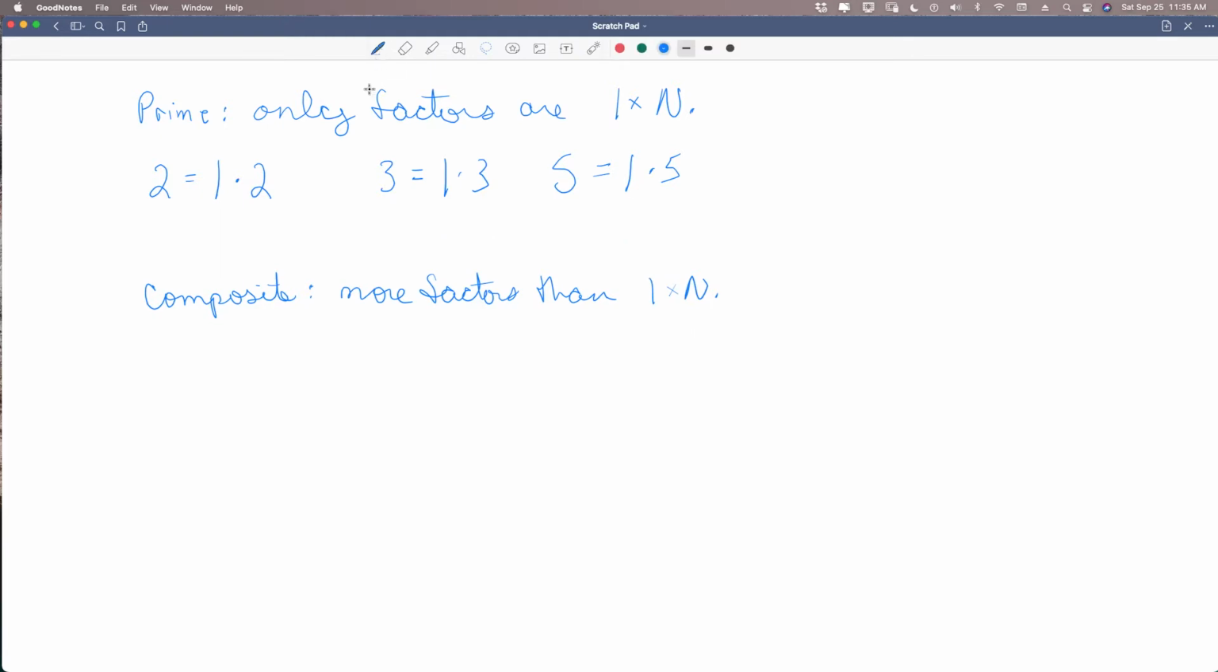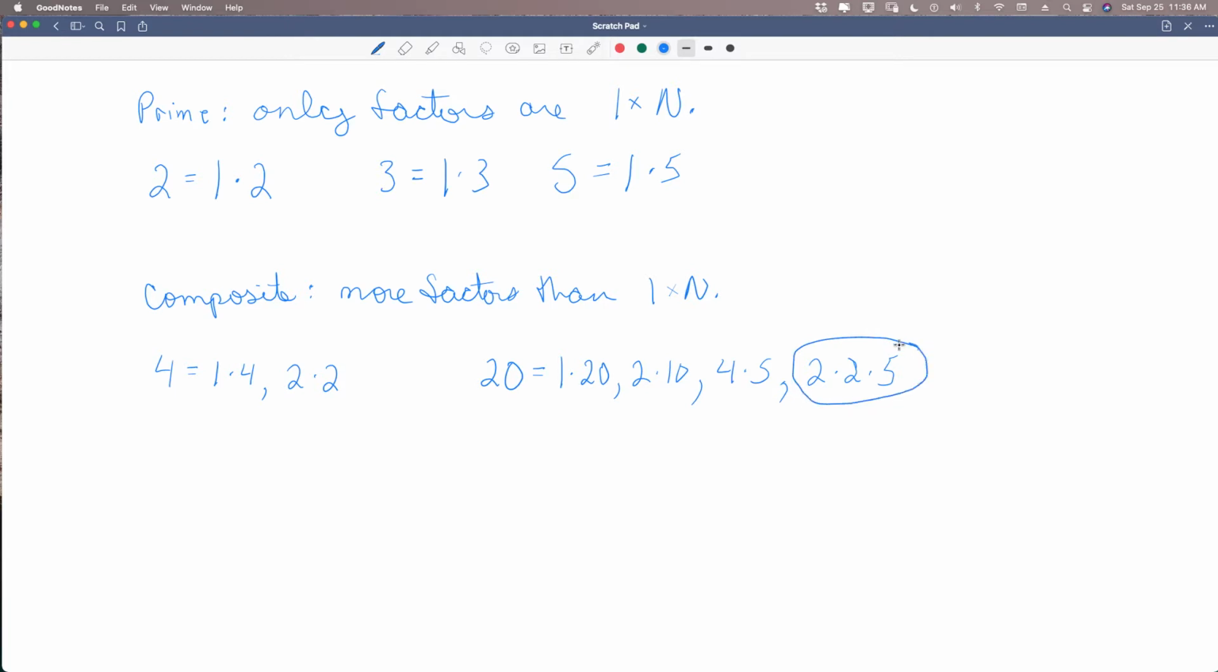And these are composite. So composite numbers are like 4, where yes, you could say 1 times 4, but you could also say 2 times 2. Or maybe you have 20, where you have 1 times 20, but you also have 2 times 10, and you also have 4 times 5. But you could also have 2 times 2 times 5. And if you notice, each of these numbers are prime numbers.